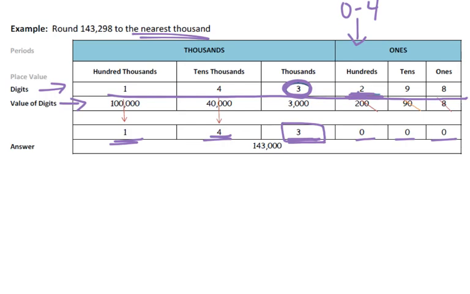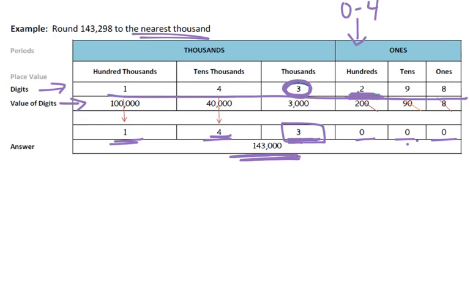Now, when I look at my place value chart, I have a 1 in the 100,000s place, a 4 in the 10,000s place, a 3 in the thousands place, and then a 0 in the hundreds place, a 0 in the tens place, and a 0 in the ones place. What you're going to notice is that I rounded to the nearest thousand, so whatever I say for my number is going to end in thousand. So my answer is 143,000.